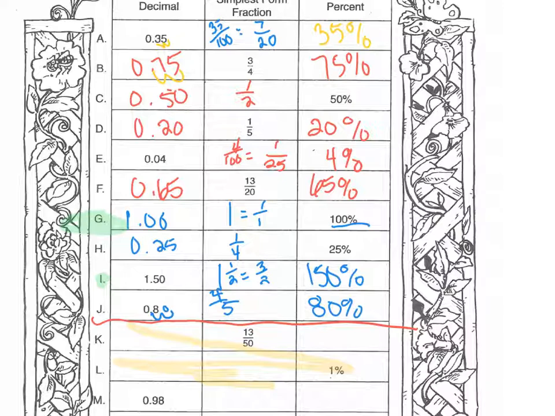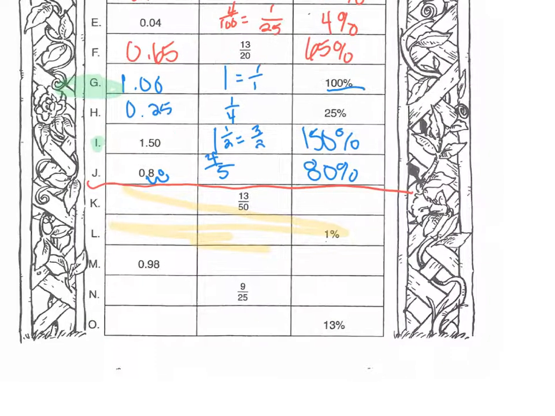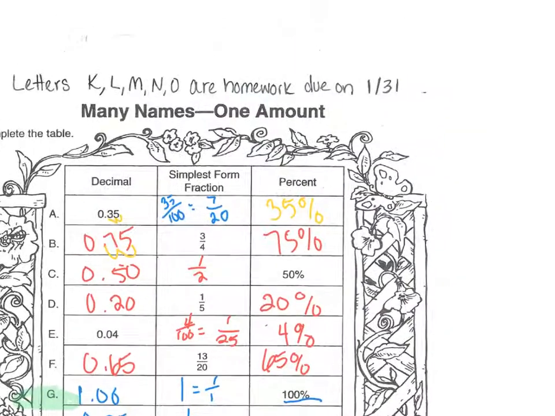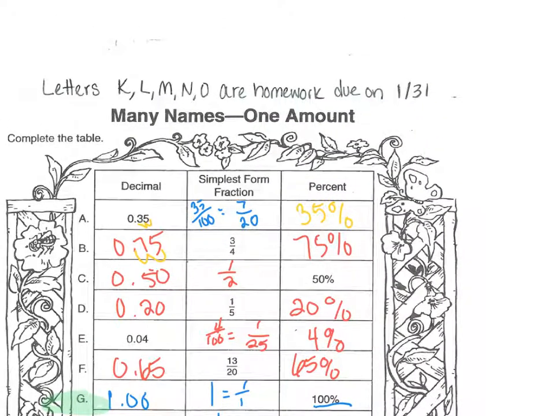So keep in mind, your homework is to do K, L, M, and O. So these 5 down here. And if yours doesn't have a date, it's due on 1/31. Okay? So your homework's due on January 31st. So Friday.